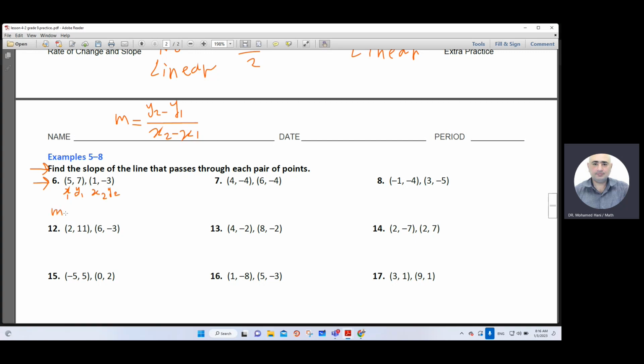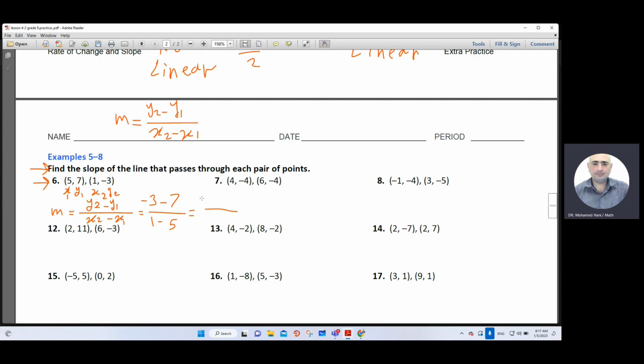Represent here x1, y1, and here x2, y2. Then write the rule of the slope: y2 minus y1 over x2 minus x1. Then substitute the values. y2, as you see here, is -3, minus y1, as you see, 7, and down x2 will be 1 minus x1, as you see here, will be 5.